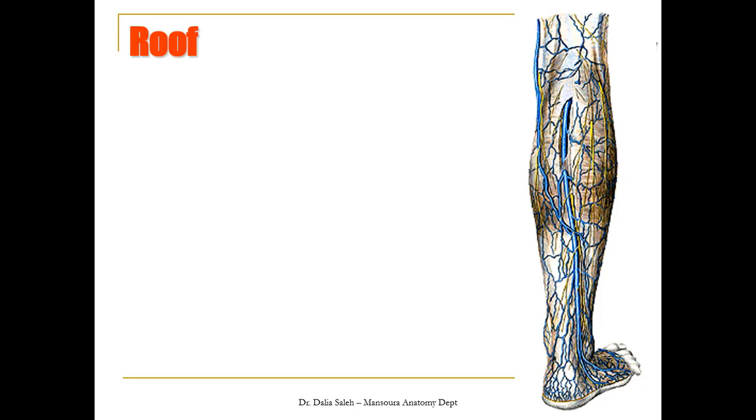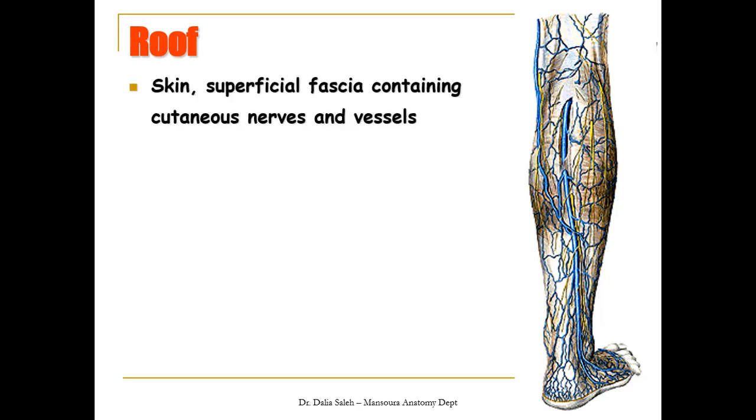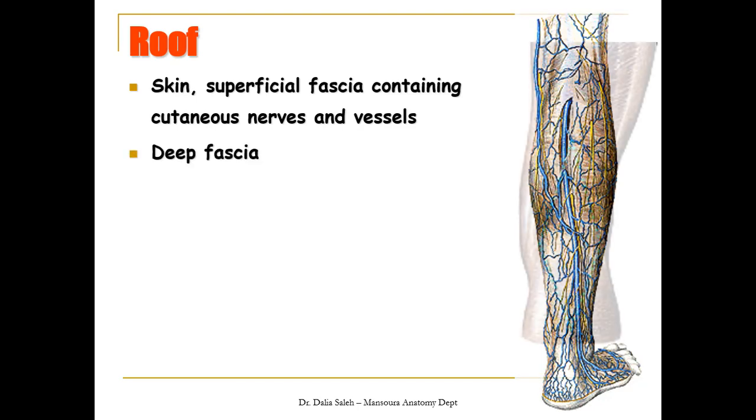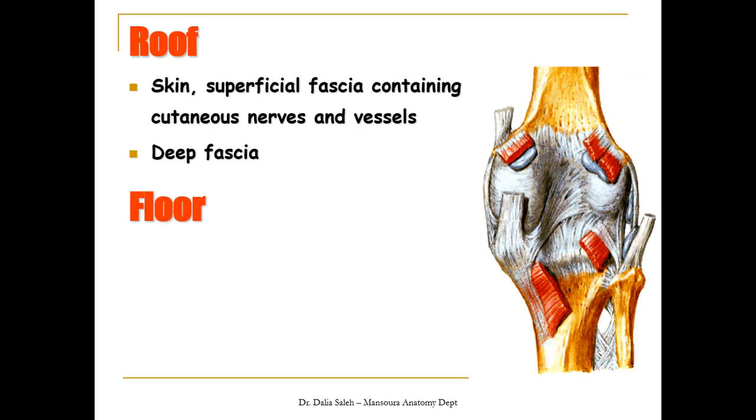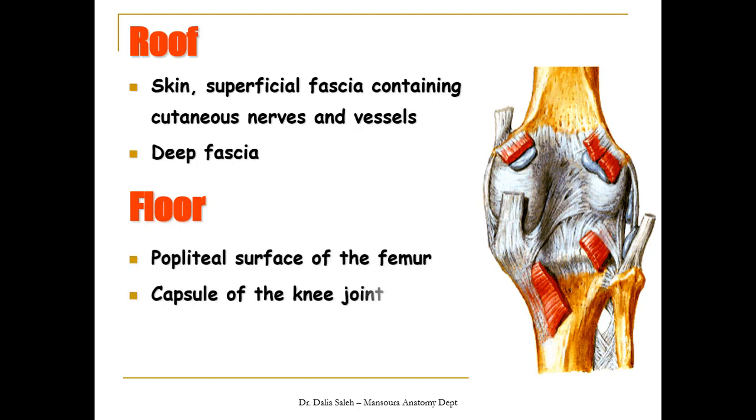The roof of the popliteal fossa is made by skin, superficial fascia containing the cutaneous nerve and vessels, and the deep fascia, which will be pierced by the small saphenous vein, while the floor of the popliteal fossa is made by the popliteal surface of the femur, the capsule of the knee joint, and the fascia over the popliteus muscle, which lies at the upper part of the back of the tibia.